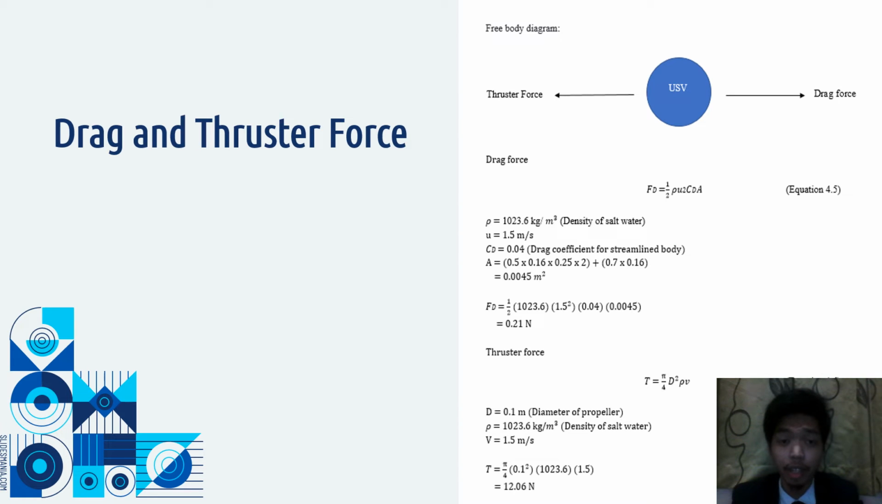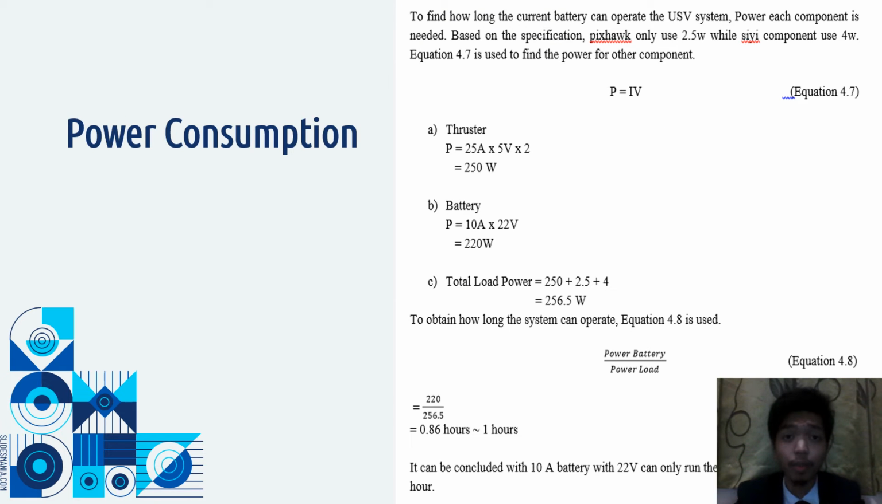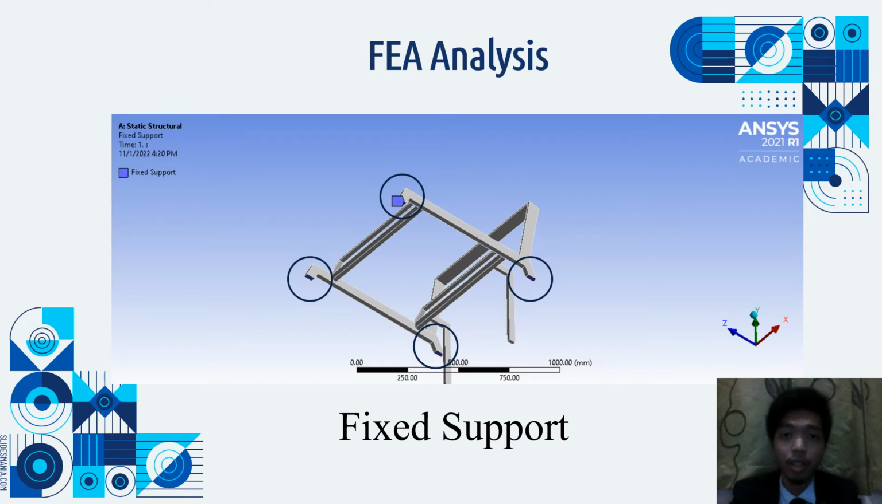Next, in drag and thruster force analysis, I've obtained that the drag force is 0.21 Newton, while the thruster force is 12.06 Newton. This shows that the thruster force is much bigger than the drag force. Therefore, my unmanned surface vehicle would have no problem thrusting forward easily. In power consumption, I've obtained that the battery can last approximately 1 hour for continuous operation. Now I continue with FEA analysis.